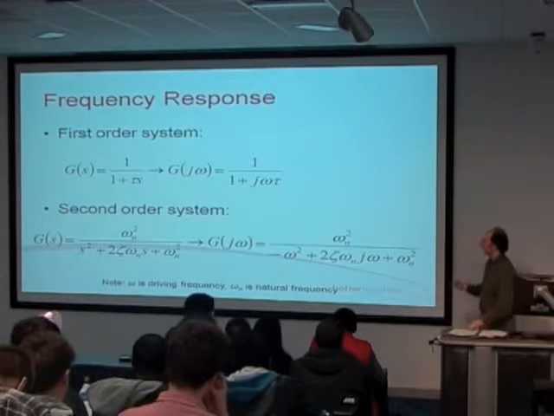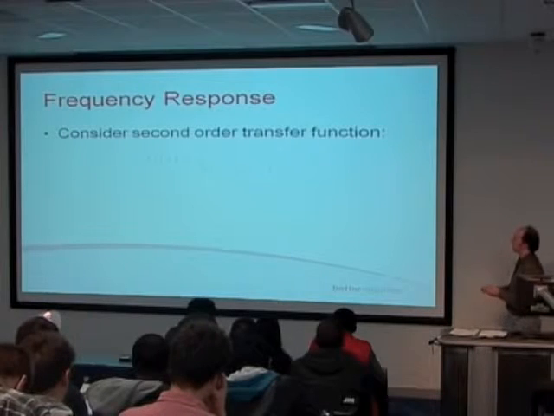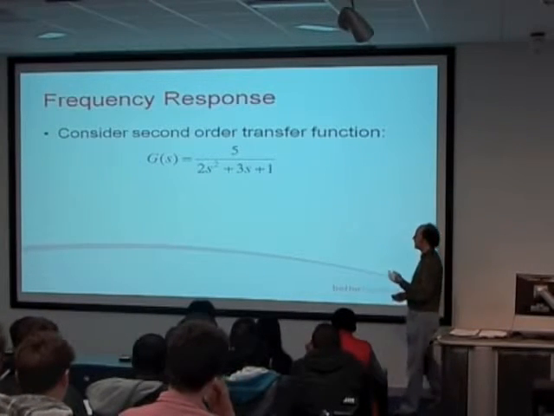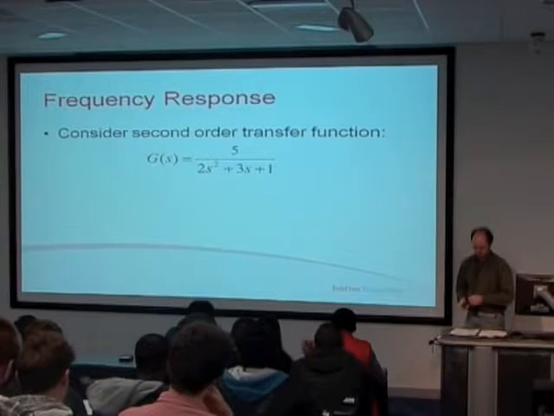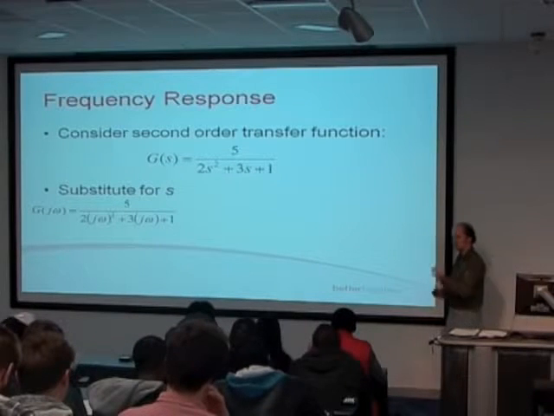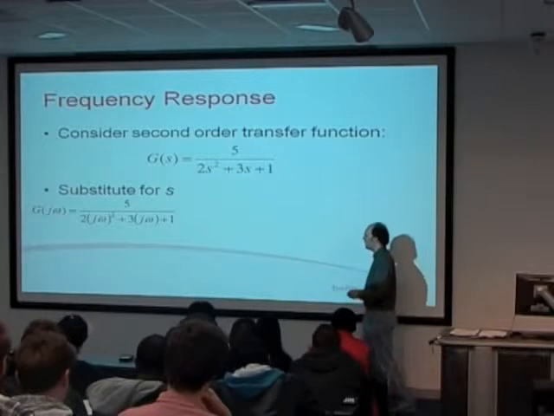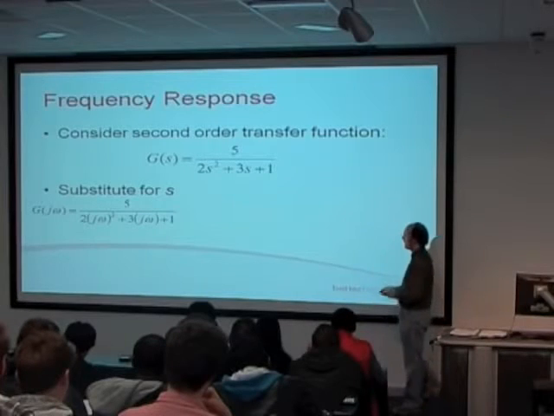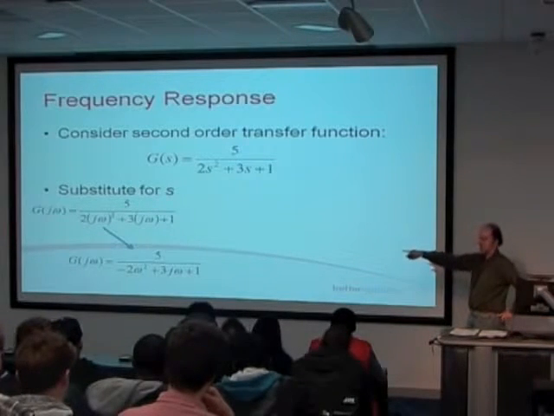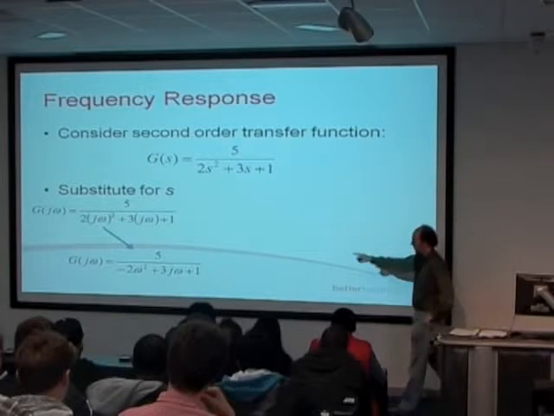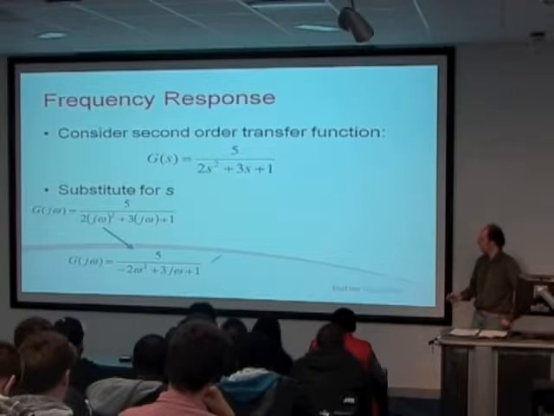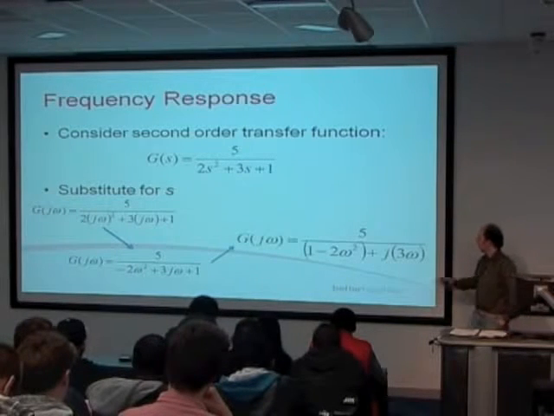So let's consider a real example. Here's a transfer function, a nice second order transfer function, 5 over 2s squared plus 3s plus 1. First off, everywhere we see an s, we put j omega in. Then you can do some manipulation. We know that j omega squared turns into minus omega squared, and so that's minus 2 omega squared plus 3j omega plus 1. And so we can represent it like this.